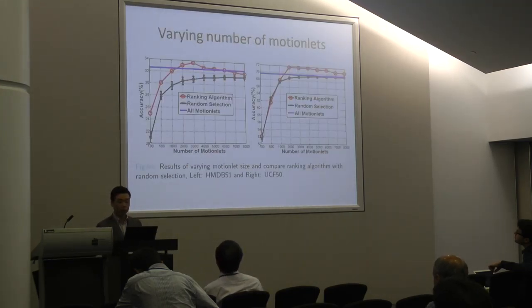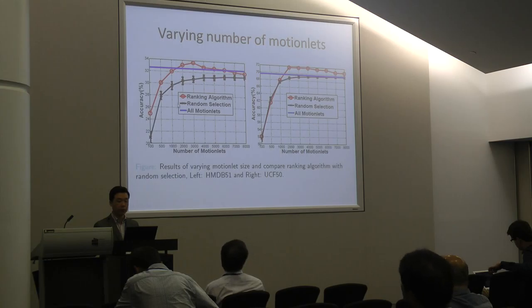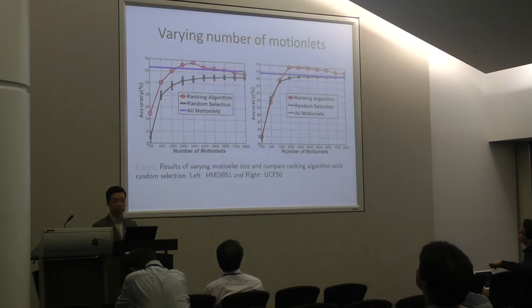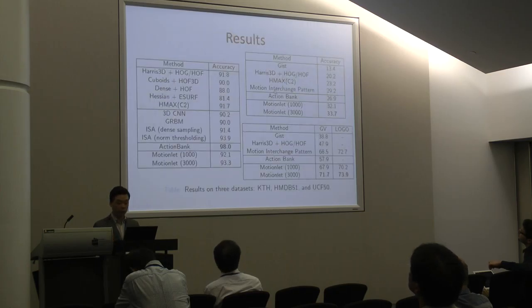Okay, anyway, our results look like this. First, for our ranking measure, because we do ranking and select the better measure, this blue line is where we use all the motion lines. Actually, its performance is even worse than using part of them. And this black line means random selection. For both HMDB and UCF, our selection process is better.